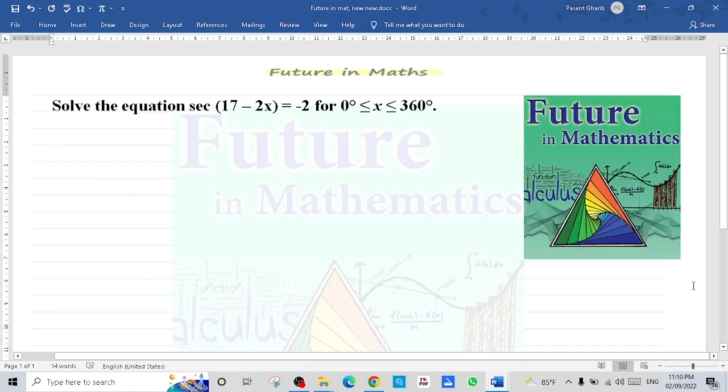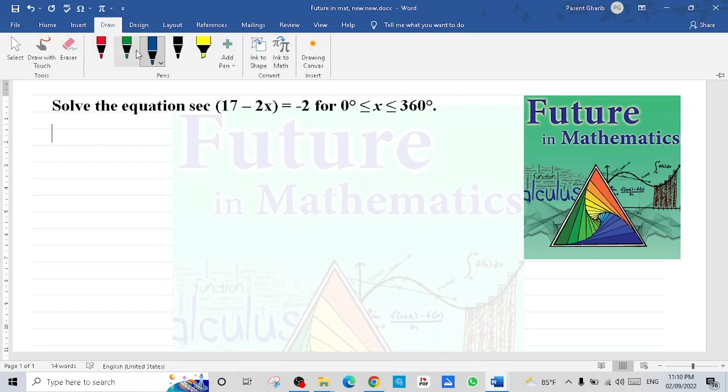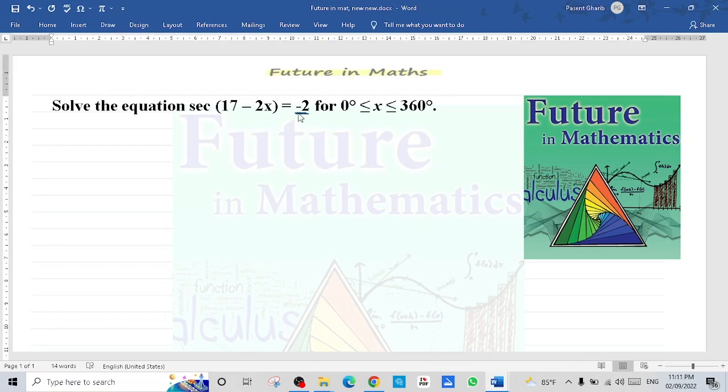Solve the equation sec(17 − 2x) = −2 for the domain x greater than or equal to 0 and less than or equal to 360 degrees. Now, we know that sec is the inverse of cosine. So we convert sec to cosine by flipping negative 2. It becomes 1 over negative 2. So we write cosine(17 − 2x) = 1 over negative 2.